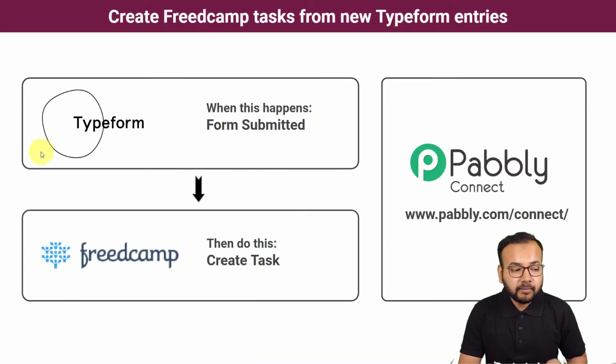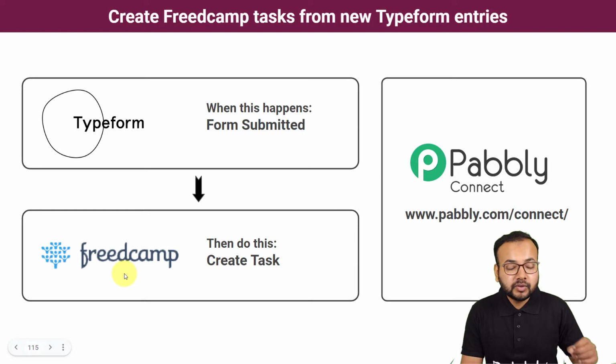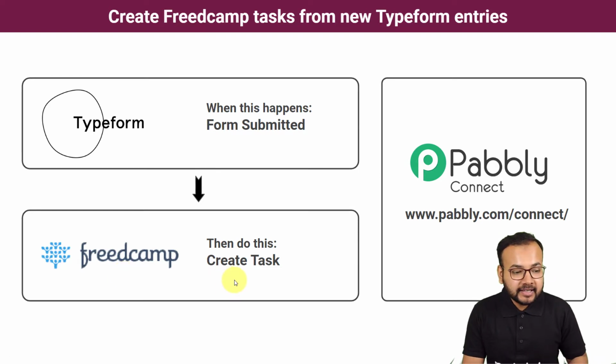Here we have taken the example of Typeform application to create a form, and here as and when any person is going to submit the form, a new task will be created in Freedcamp project management tool automatically. Yes guys, and here we are using Pabbly Connect, which is an integration and automation tool. And the best part is you can set up this automation in very few easy steps without any coding skills or programming knowledge. So any person can set up this automation very easily. So now let's set up this automation together.